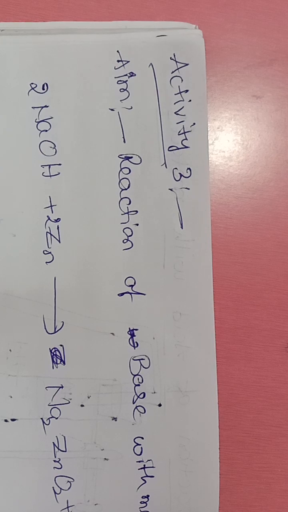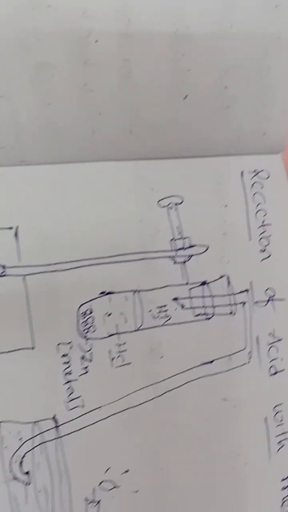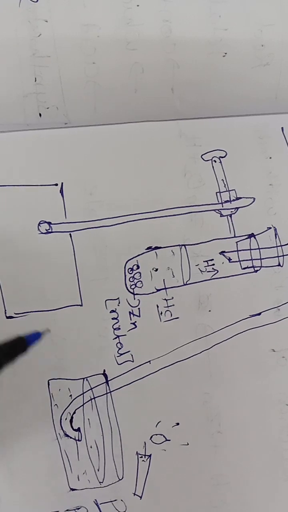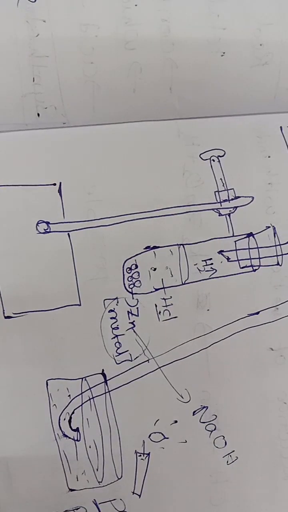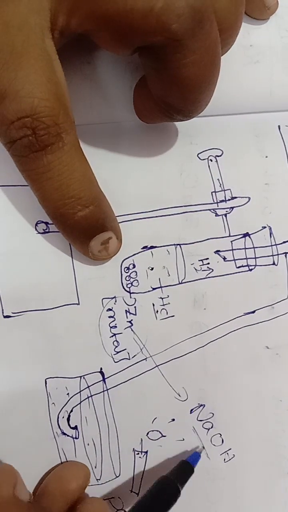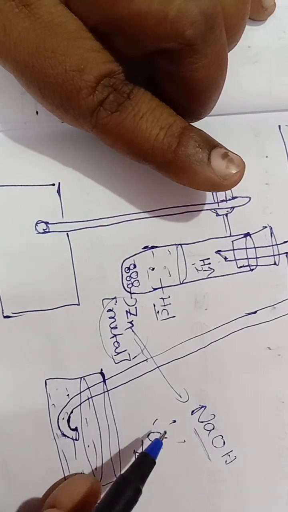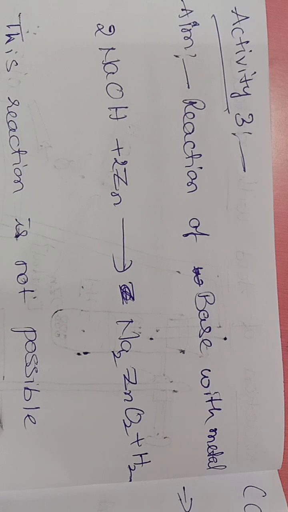Activity 3. Aim: reaction of base with metal. Same test tube; in the place of zinc granules, we are adding sodium hydroxide. Remaining all same. First remove everything from the test tube, add sodium hydroxide to this test tube, add hydrochloric acid, then close the rubber cork and insert the delivery tube, right? Same picture for activity 3; whatever is there in activity 2, we have to take the same material here.